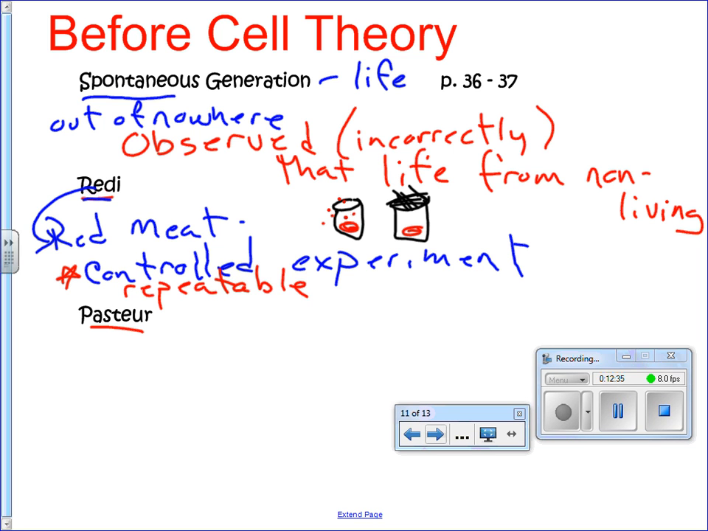So that other people, if they say, no, no, no, we've believed this forever, flies come out of meat, he could actually show them, here's an experiment you can do yourself. I can show you the steps. Okay? So those are the two really important things from Redi.